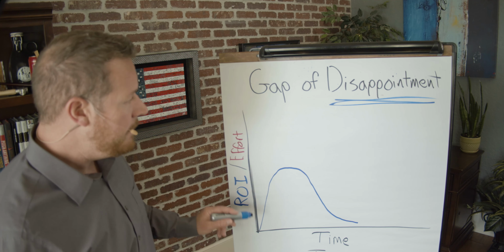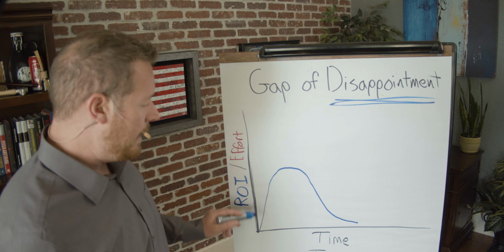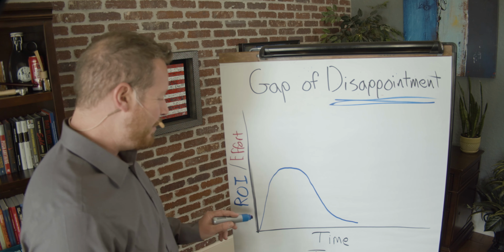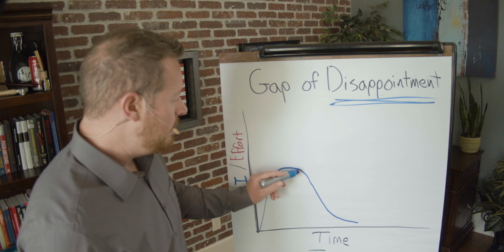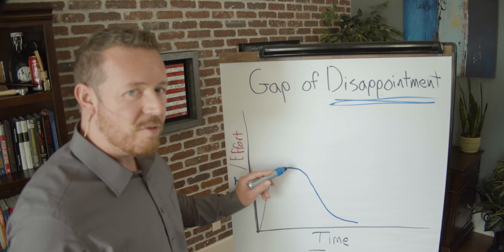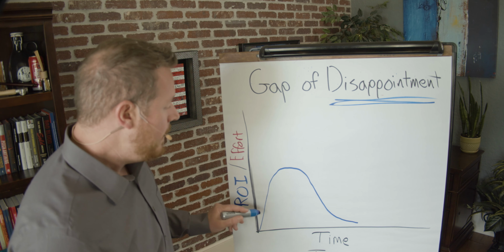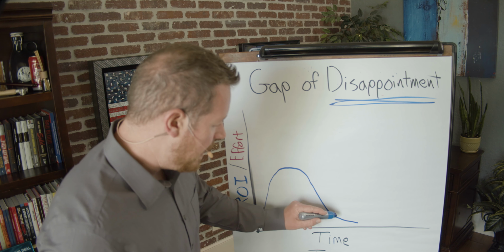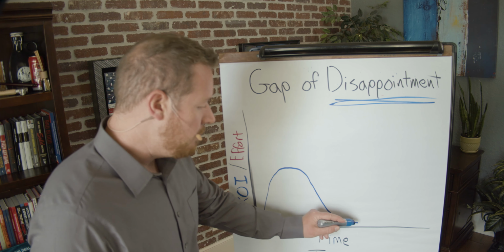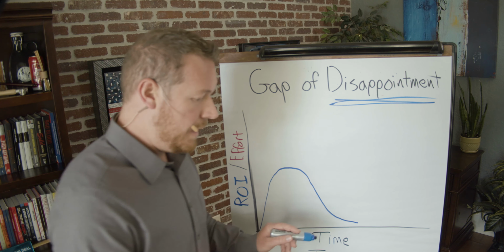For some reason, I don't know why this is, but it's a real thing, promise me. Your ROI is really easy at first and you get great results. And then as you get through the honeymoon period, I guess we'll call it, your ROI starts dropping. So you end up dropping down here. And right here is where most people quit. Let me show you why.